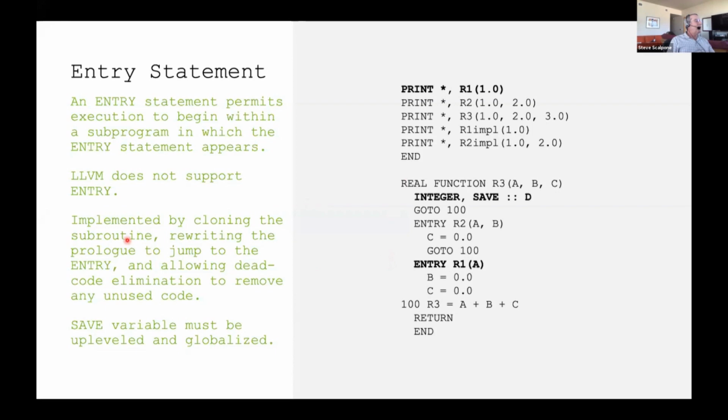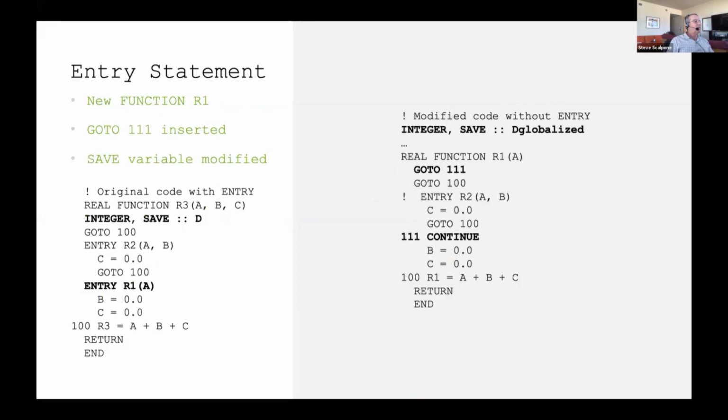And what cloning does is it basically takes this function again and plays it out again with a new name and puts a branch at the beginning to the entry point. And one interesting thing is that a variable that has a save attribute, that's like a C static, those have to be globalized because that value has to be shared between each instance.